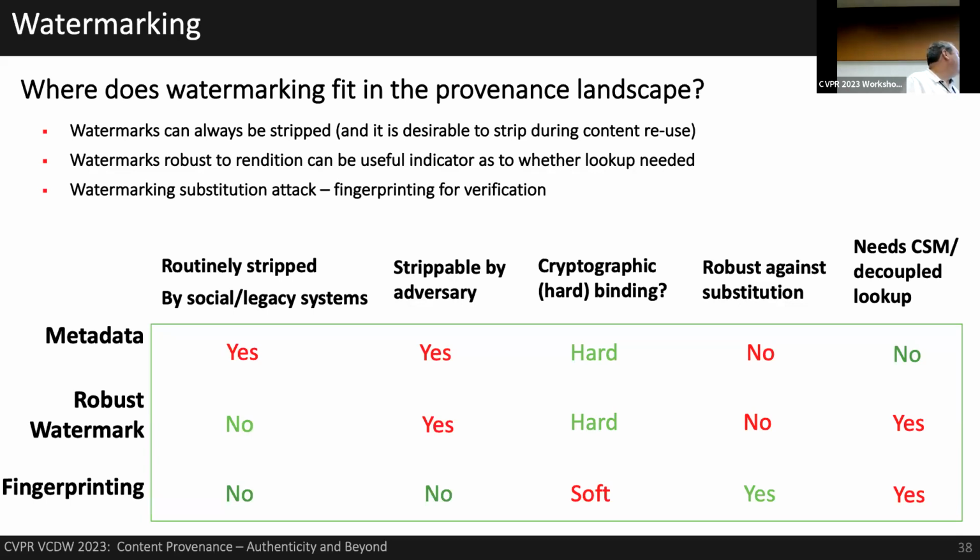But watermarking does carry with it an advantage in the sense that even though it's strippable by a determined adversary, it isn't, if you have a robust one, routinely stripped by online distribution platforms like social platforms. So there is a convenience there. If you had this watermark inside an image, you could then identify whether it's worth doing a network lookup if there was metadata absence in it. And that's an area we're pursuing at the moment.